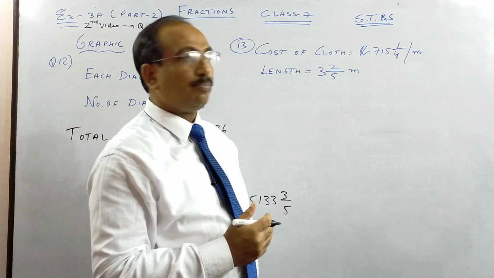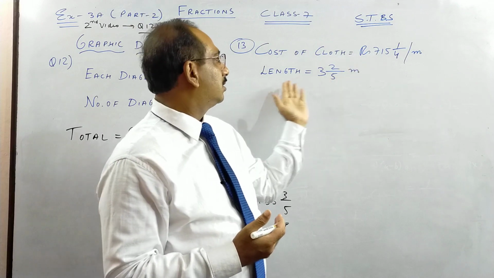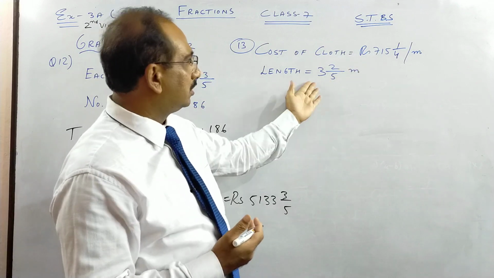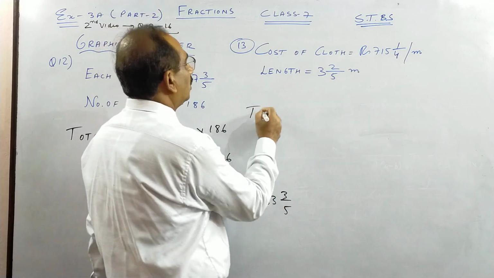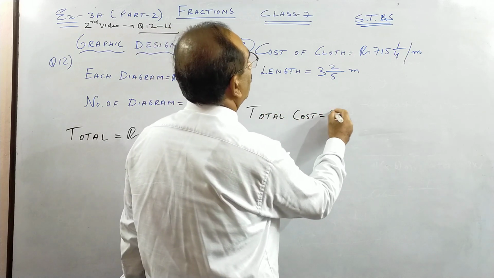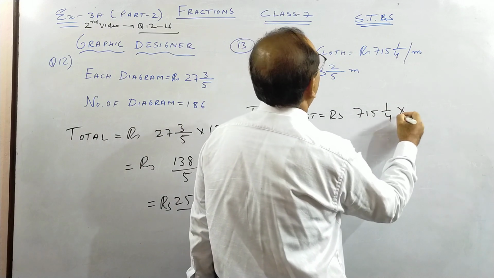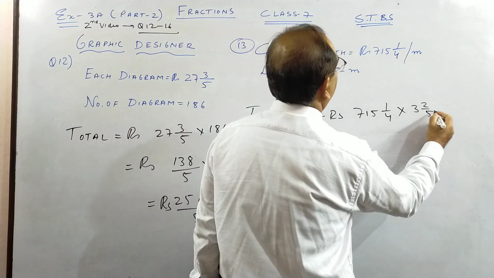Next question: the cost of cloth is 715 1 by 4 per meter. The per meter cost is this, and the length of the cloth we want to buy is this much. So the total cost, children, will again be rupees 715 1 by 4 into 3 2 by 5.